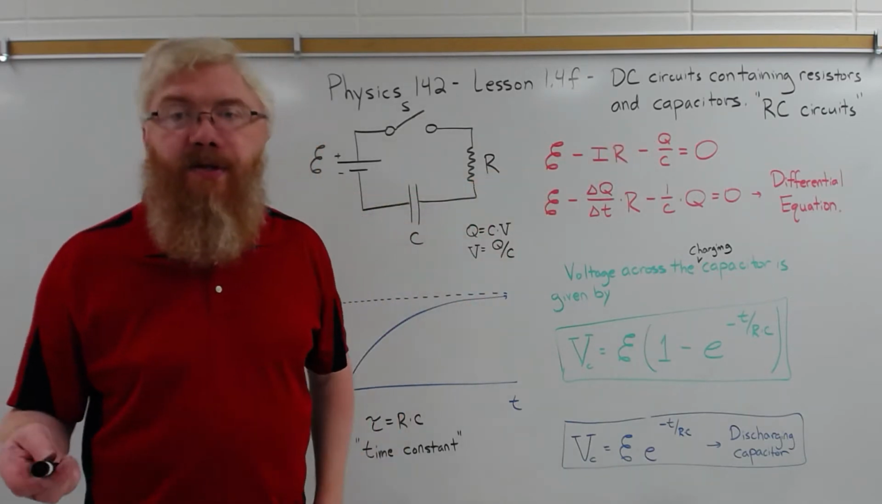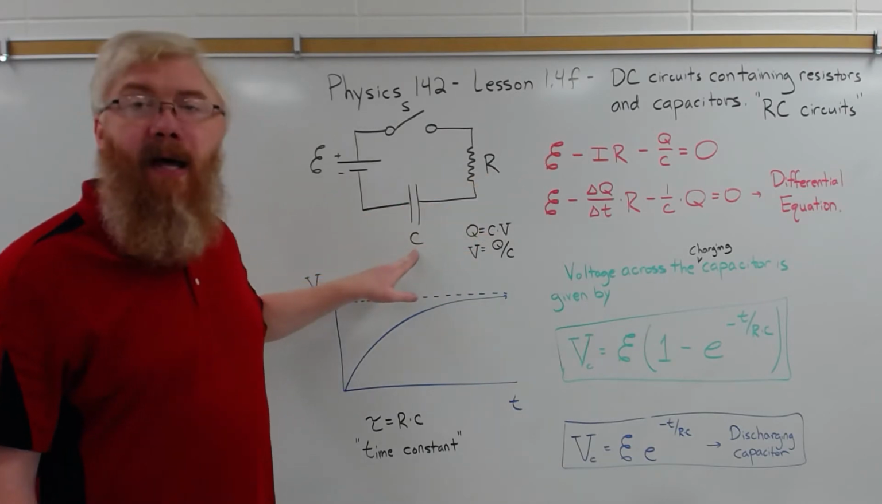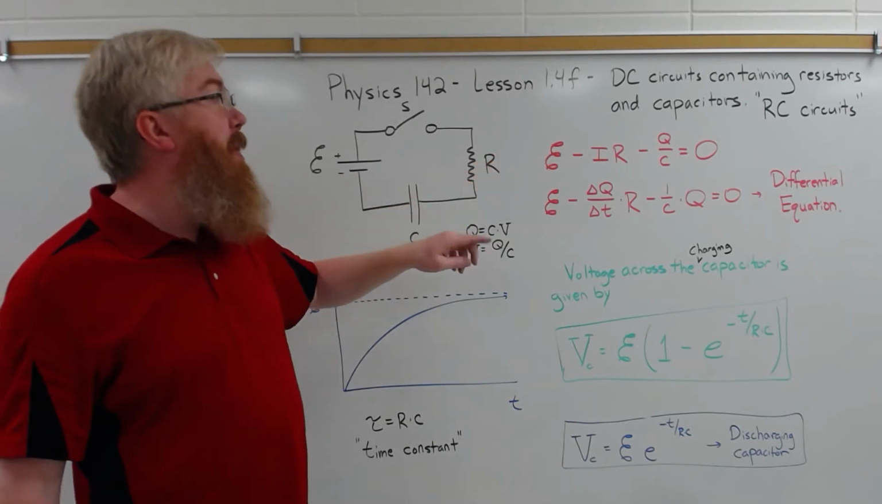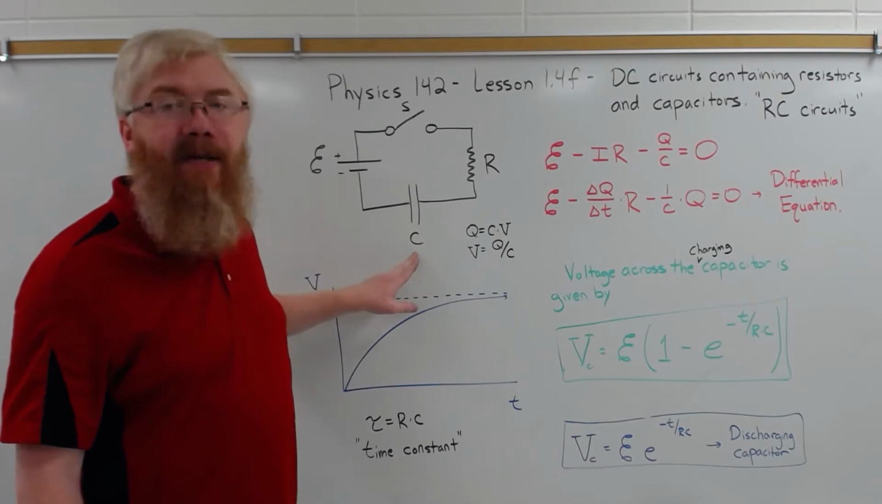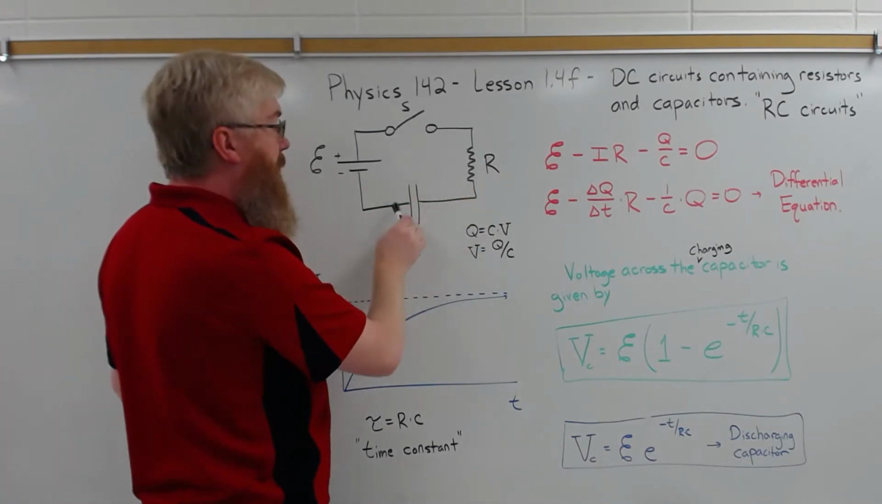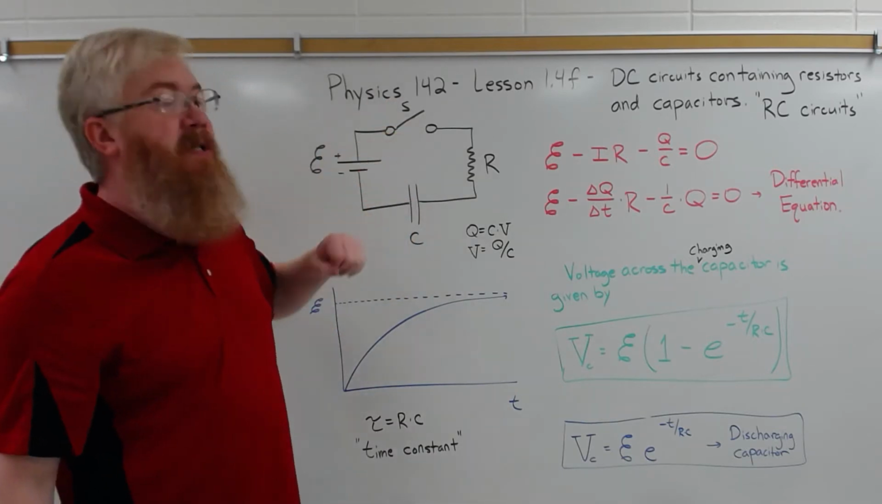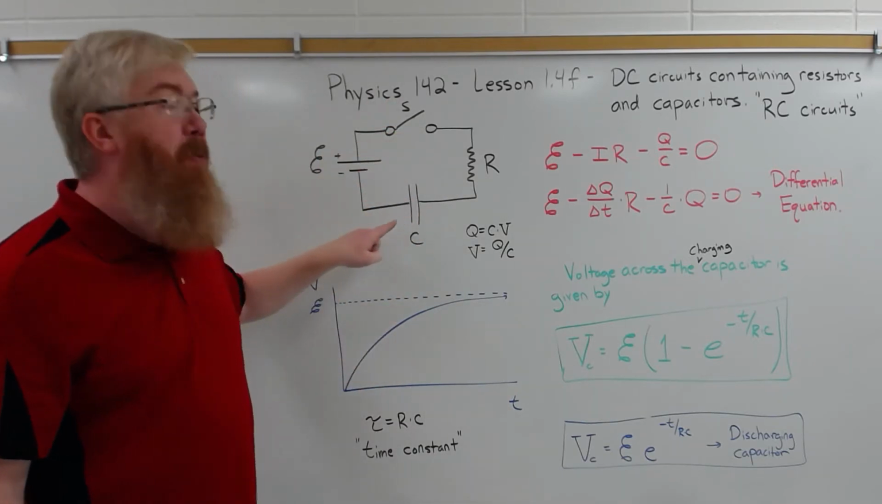Again, resistors are represented by a capital R. Capacitors are usually represented by a capital C. So an RC circuit is one with a resistor and a capacitor in it. So I have a battery attached to a resistor and a capacitor, and I have a simple switch here. When I close this switch, the capacitor will begin to charge.